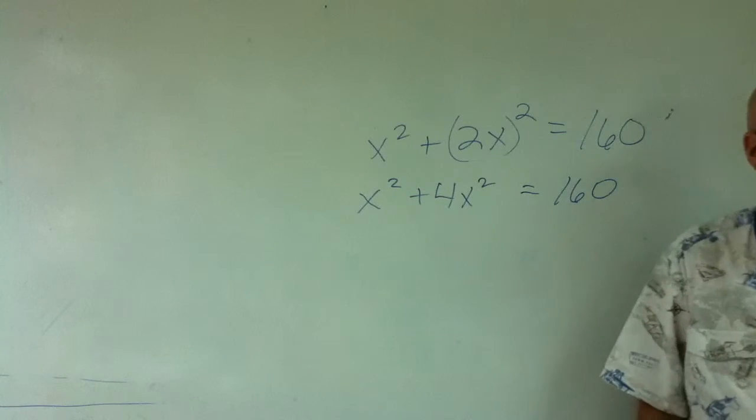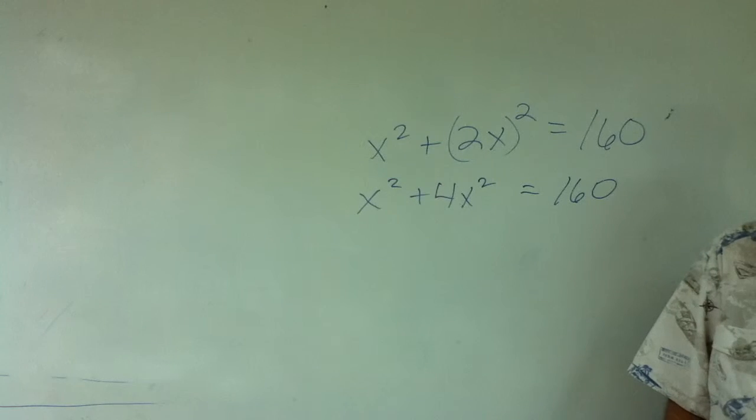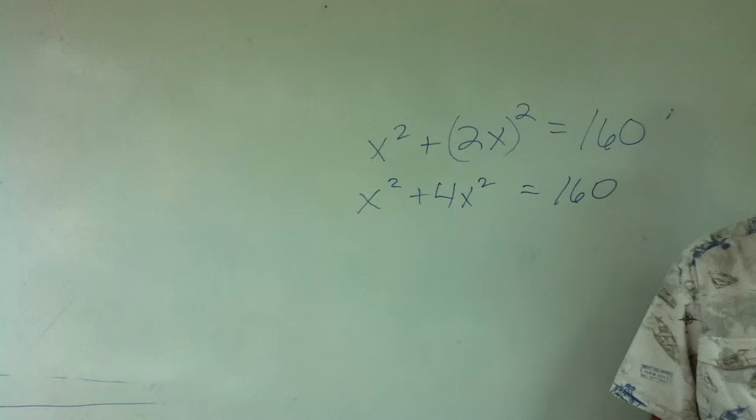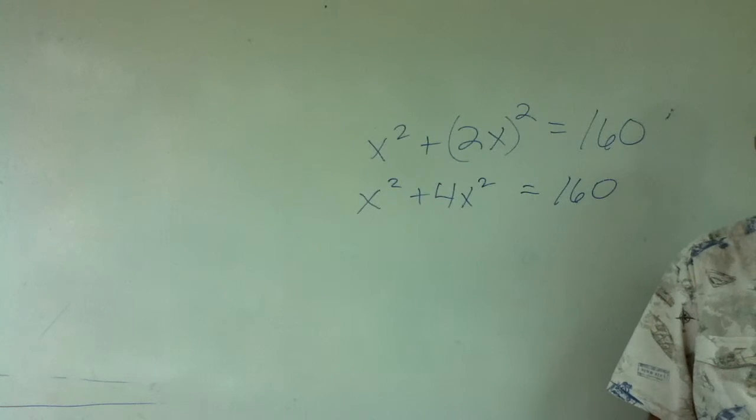All right, how many x squared do you have there, Professor? 5x. He's having a hard time with that. I know. That's okay. We're working on it.